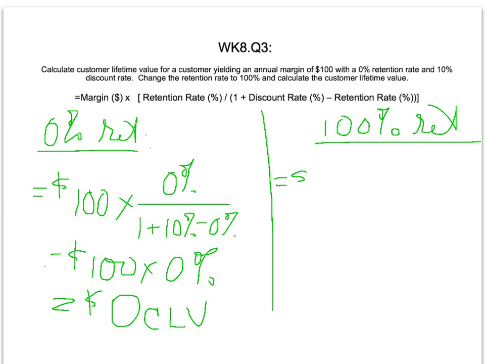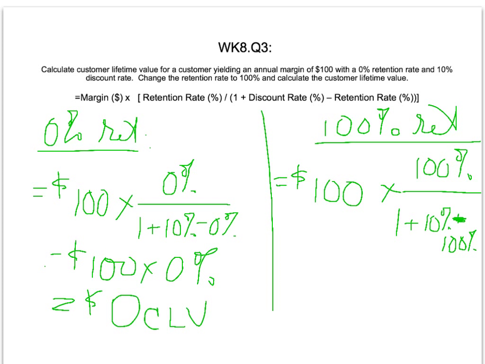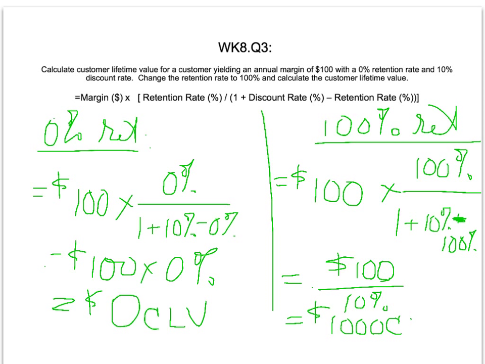On the other hand, a 100% retention rate would yield to you with 100% margin and 100% retention rate. So 1 plus 10% minus 100%, just plugging into our formula here, would give you $100 divided by 10%, which is $1,000 CLV.